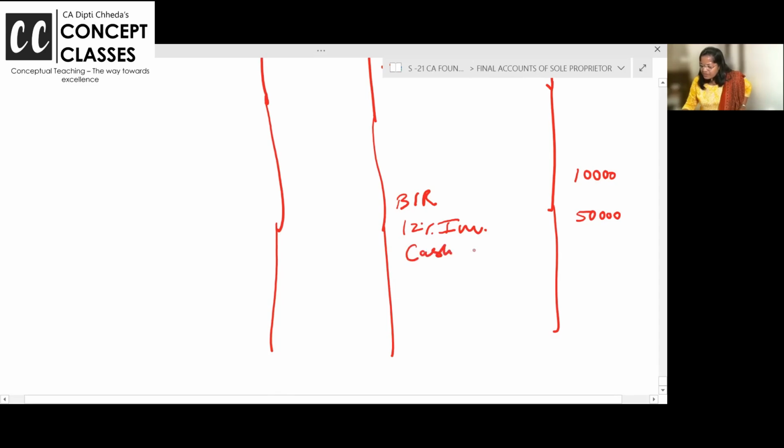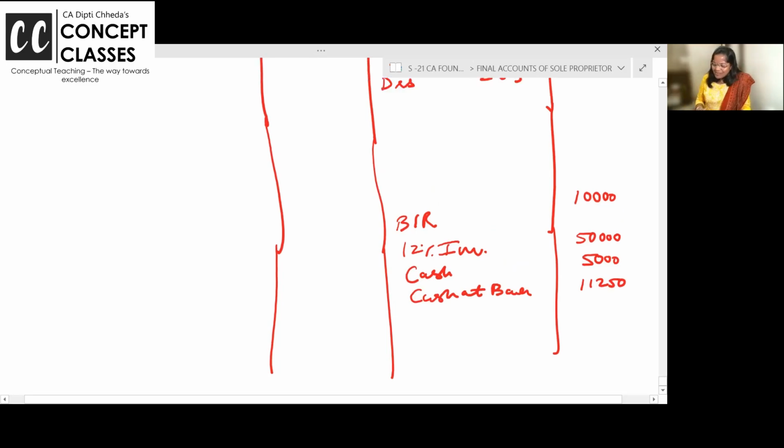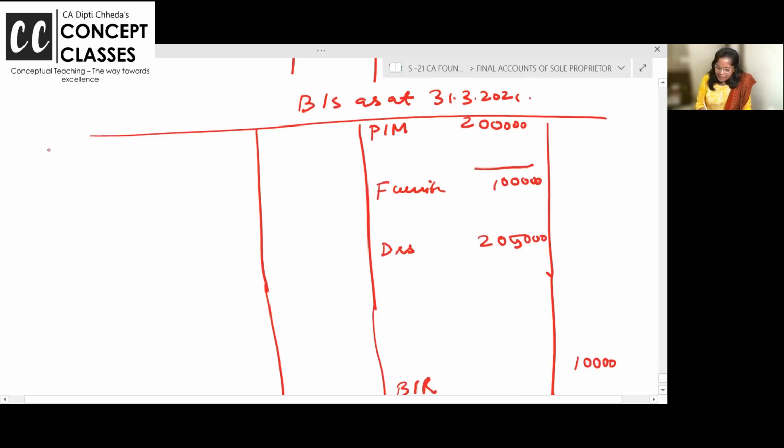Cash in hand, 5,000. Cash at bank, 11,250. Now next item. Is my speed fine? If anyone is falling behind, tell me, ma'am wait, and I'll wait. Drawings, though I'm doing it very slowly. Drawings will come in the balance sheet, but we don't yet know the opening capital. So just park the space for that.